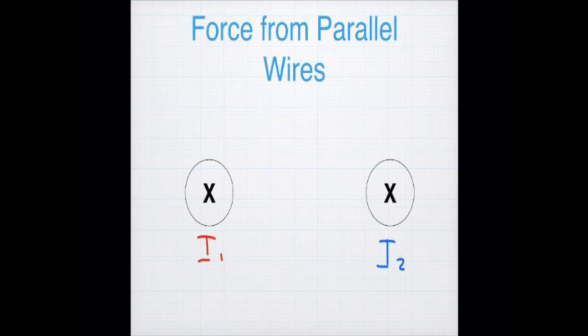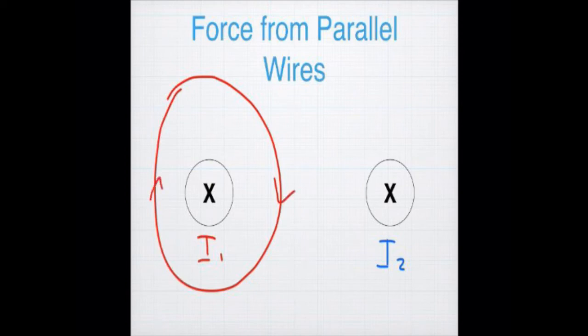I'm just going to draw that. It extends as far out as this wire over here. So at wire 2, it is experiencing a magnetic field that is down. Now, wire 1 is not influenced by its own magnetic field. So let's look at wire 2 now.